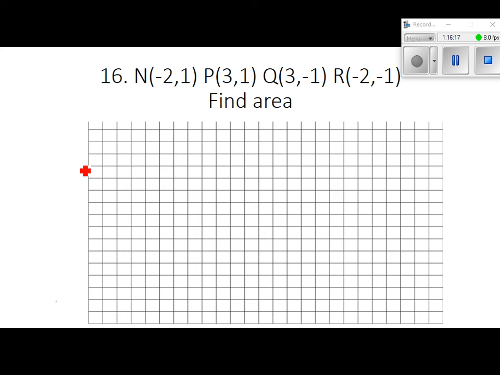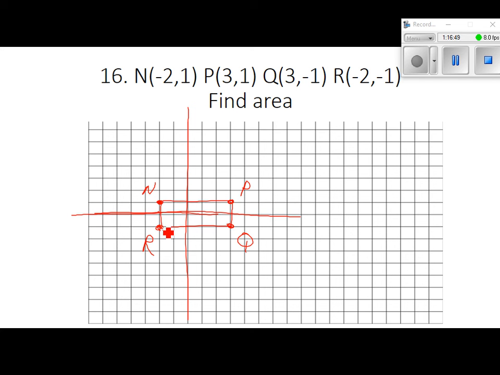Next one, find the area of this shape. Just look at our numbers here. I don't really need the whole grid again, so I'm just going to draw X and the Y axis here. -2, 1, that's N. P is 3, 1. Q is 3, -1. R is -2, -1.